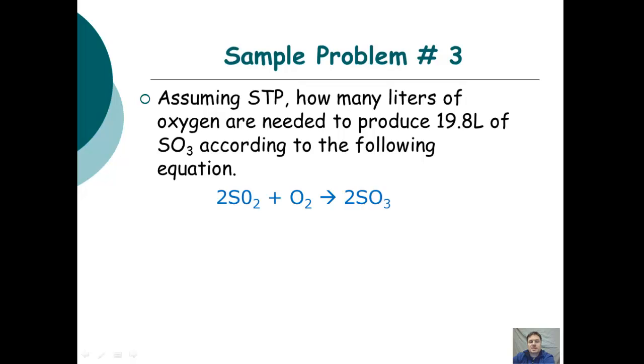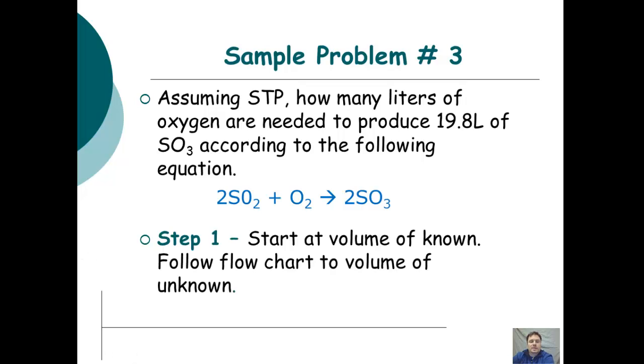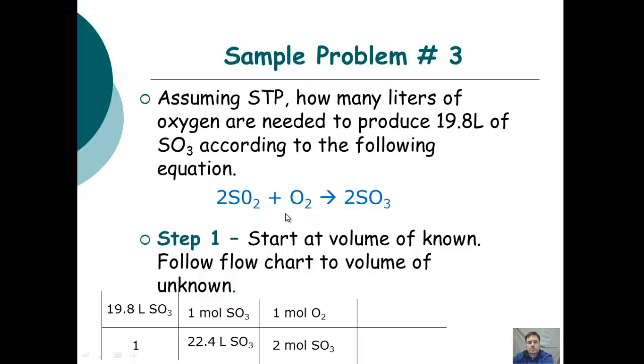So once again, set up your factor labeling. 19.8 liters of SO3 is what we start with. Well, liters to moles, we know that 22.4 liters is equal to 1 mole. My liters cancel out. Now I have moles of SO3, and I need to go to moles of O2. Look up here. For every 2 moles of SO3, I have 1 mole of O2. So there's my ratio. 1 mole of O2 for 2 moles of SO3. Now I've canceled out my moles of SO3. I'm left with moles of O2, and they want to know liters. Well, once again, I know that 1 mole of any gas is equal to 22.4 liters.